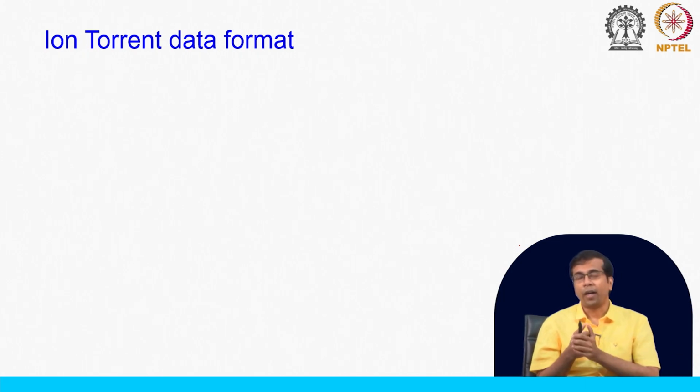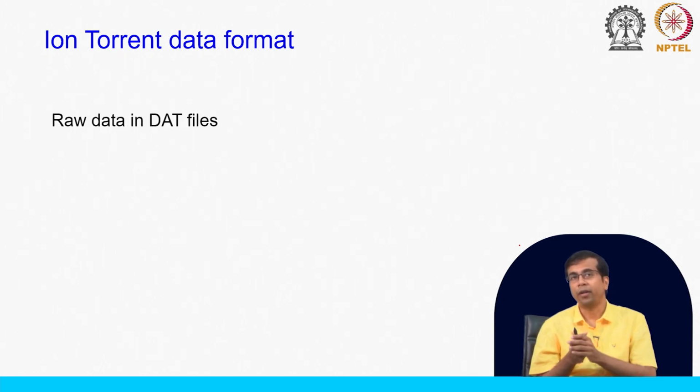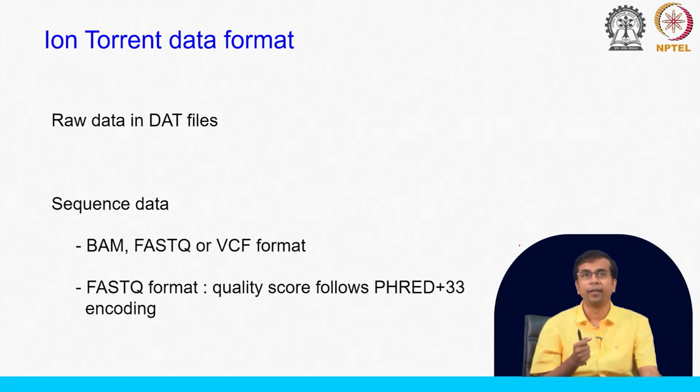Now, moving on to the Ion Torrent data format. So, how does the Ion Torrent data look? The raw data in Ion Torrent is stored in DAT files. Ion Torrent raw data means you have the current data, the pH change. This pH change would induce more current, and that signal is stored in these DAT files, and from that you get the sequence data in either BAM format, FASTQ format or VCF format.